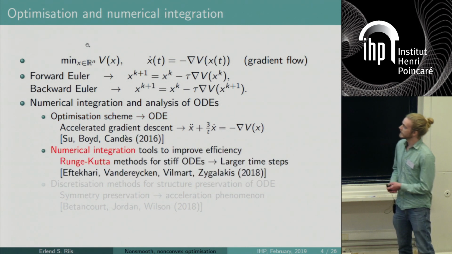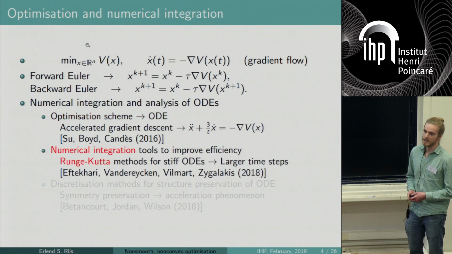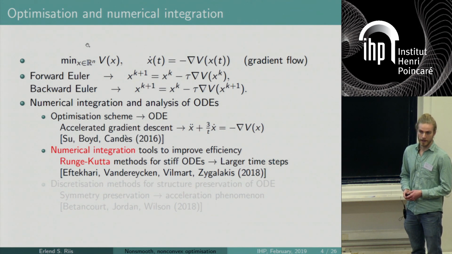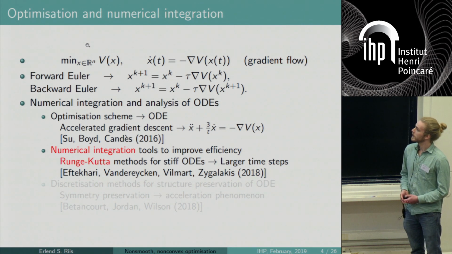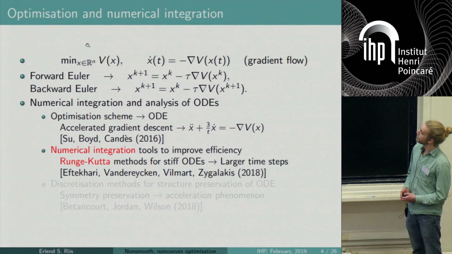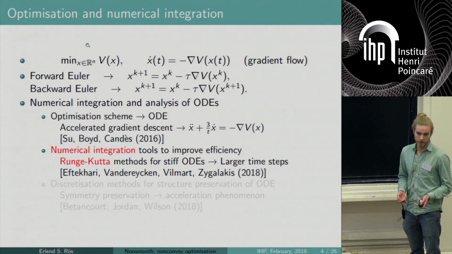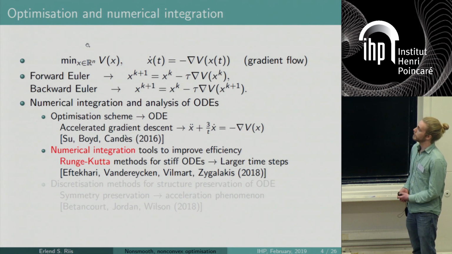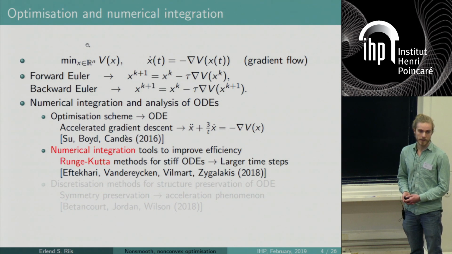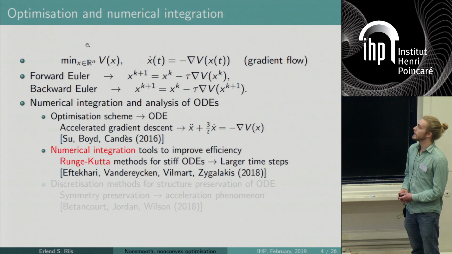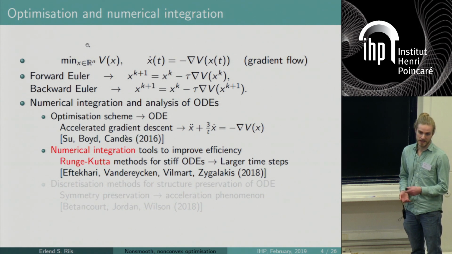Another way that numerical integration is useful for optimization is by developing algorithms to overcome certain obstacles in an optimization problem. So in this recent work, they basically applied stabilized explicit Runge-Kutta methods, originally designed for stiff ODEs, in order to increase the permissible time steps. For example, if your optimization problem has severely restrictive time steps.